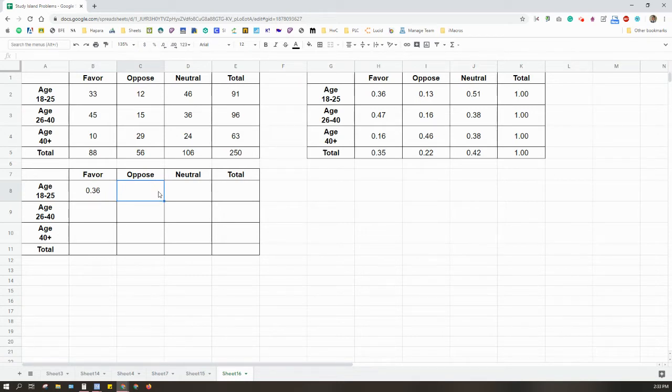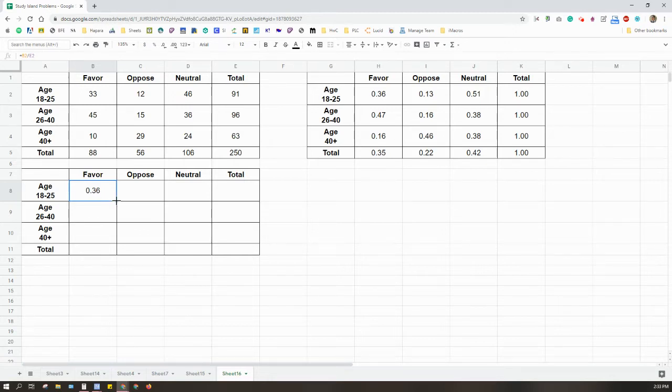But I also don't need to type in all the individual numbers. Instead of typing in equals 33 divided by 91, I can type in equals, and I can click on the cell with 33, and I can hit the divided by, and I can click on the cell with 91, and I can click enter. So what that just did is it said, oh, okay, you want that cell divided by that cell. So whatever numbers were in those cells, it divided them, and I got my 36%, just like before.